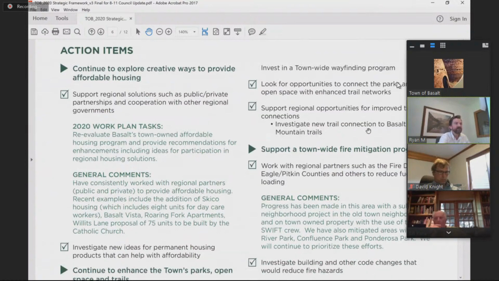And then we had Basalt Mountain Trail connections. That's going to be a work in progress, certainly. TPW owns that property and it's closed off for mountain bikes, but it's open to hikers. And so we're just trying to continue to improve those trails and maybe be able to get over to the north side of Basalt Mountain one day.